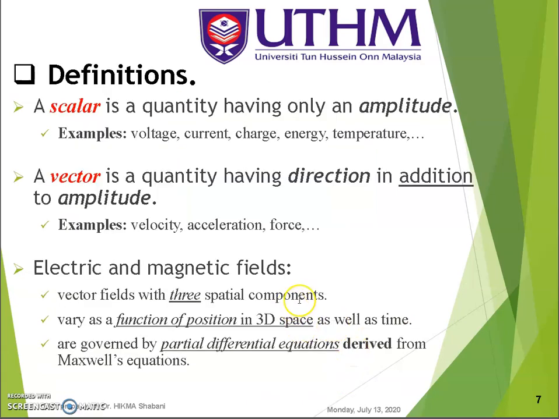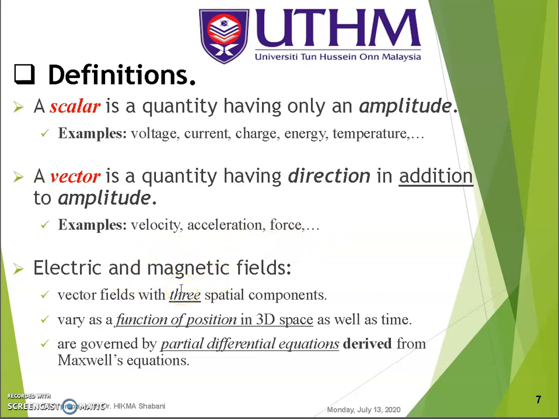Here we are going to see a few definitions, like a scalar. A scalar is a quantity having only an amplitude. For instance, you can say voltage, current, charge, energy, temperature, just one amplitude only. A vector is a quantity having direction and amplitude. We have two components: one for the direction and another for the amplitude. For example, velocity, acceleration, force, and so on.